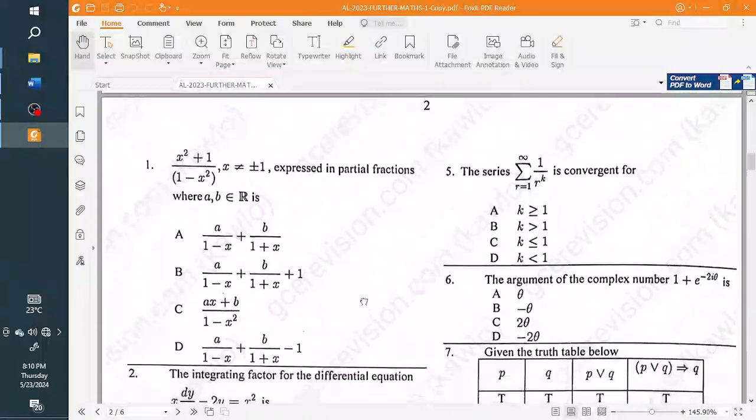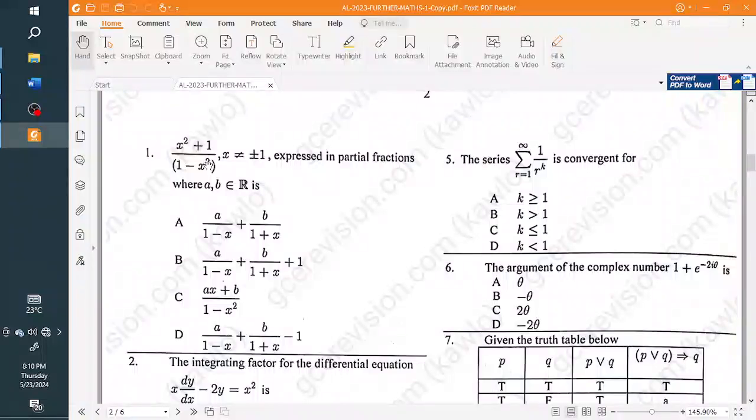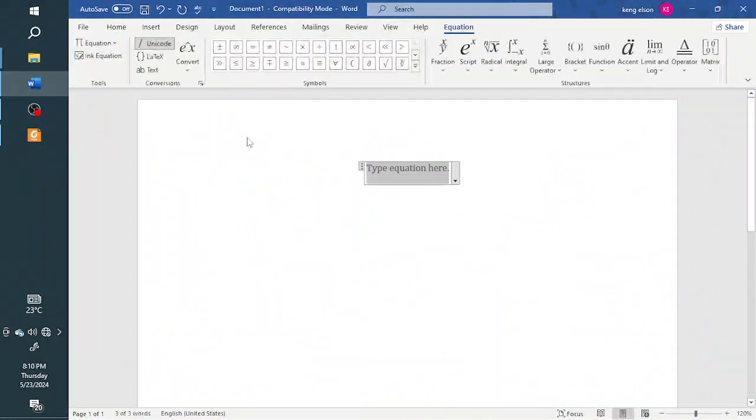Here's the first question. The question says x squared plus 1 divided by 1 minus x squared, where x is not equal to plus or minus 1, expressed in partial fractions where a, b are all real numbers. So we need to get the expression of this in partial fractions. So what is the expression of x squared plus 1 divided by 1 minus x squared?